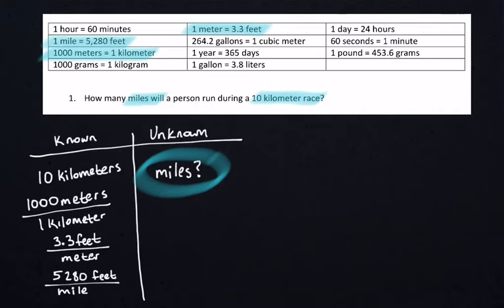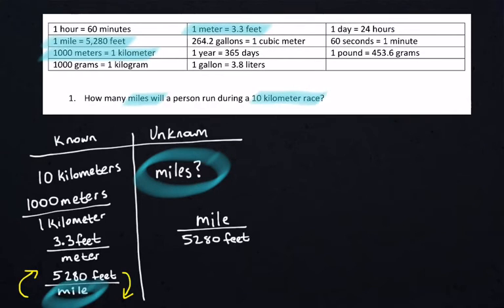Well, I'm looking for miles. And so I come over to my known side and I look for that unit. I see it on the very bottom. And since the mile is on the bottom of my known area, I've got to flip this fraction so that mile's on top. That means 5,280 feet will be on the bottom. Let me write that out. That's my first fraction. So 1 mile per 5,280 feet.